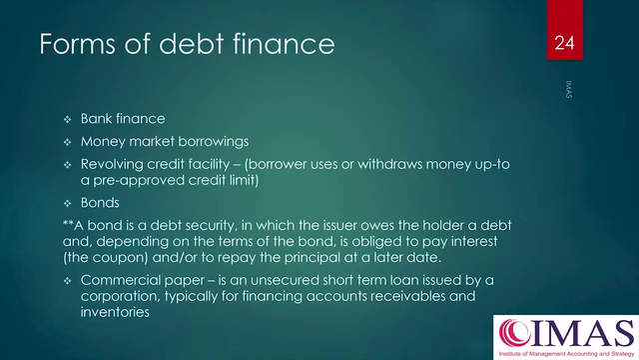Our bank borrowings, we can classify them as a medium-term form of finance. Our bonds can be classified as a long-term source of finance. Money market borrowings, we say it's short-term, from a few days to 12 months. So that's it on our slide number 24.